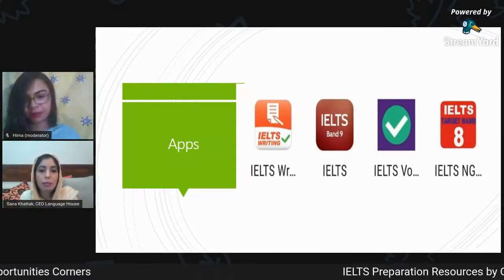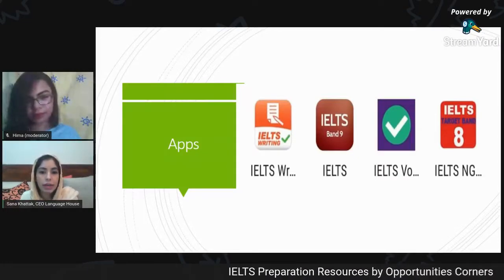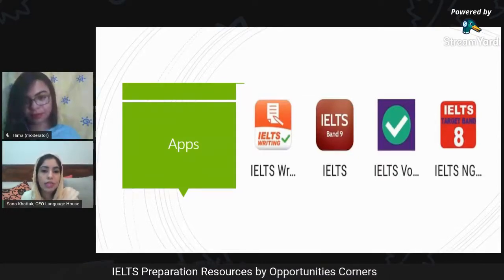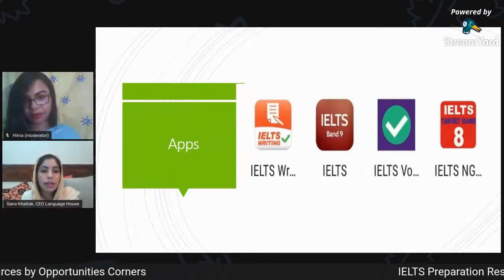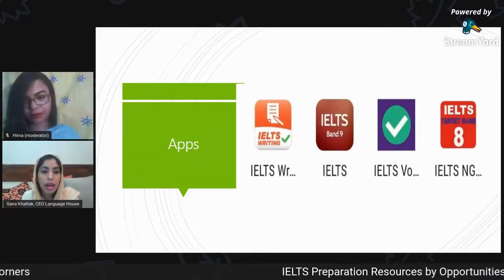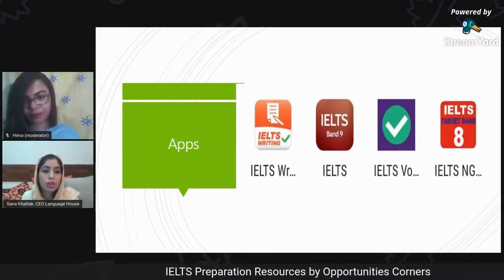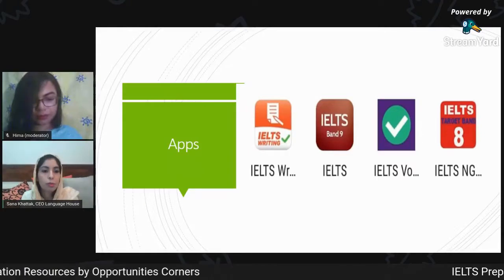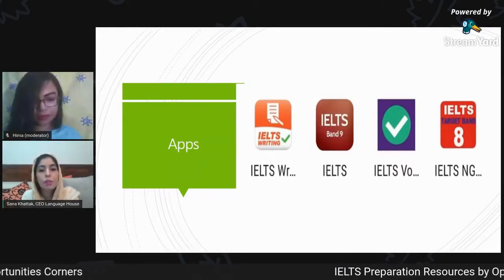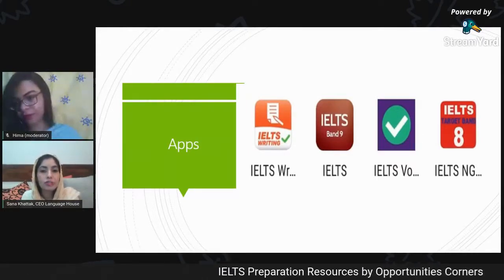The next app, IELTS Vocabulary. Sorry, the name could not be written completely, but I'm telling you the one with the purple icon with the white tick in the middle. That is the IELTS Vocabulary app, and that is an app by Magoosh. So most of the people know Magoosh. It is a very famous website for preparation of different exams. So IELTS Vocabulary is a very good app.